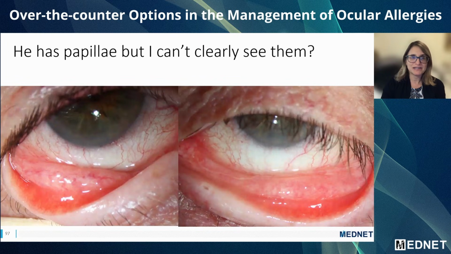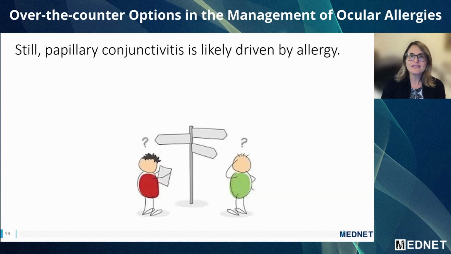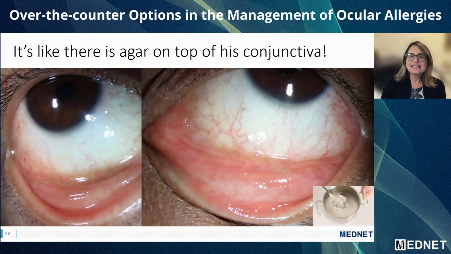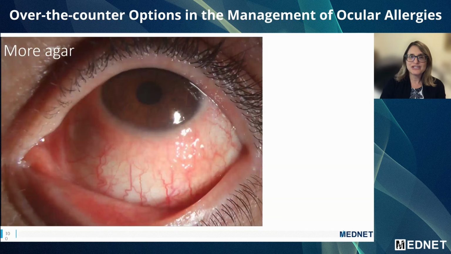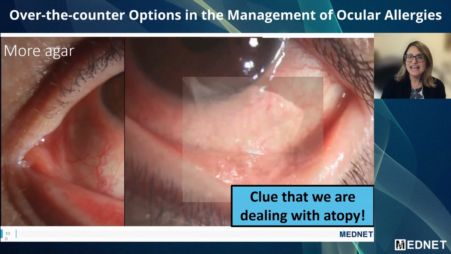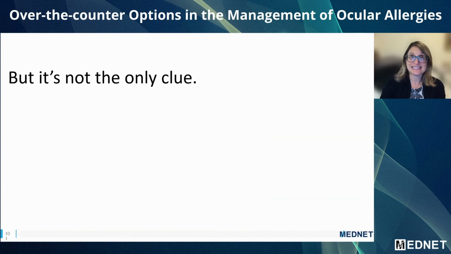This is an example of papillae, and you can clearly see them. So what's going on? What are we missing in this patient? Well, it's like there's agar on top of his conjunctiva, and sometimes you see the same picture on top of the bulbar conjunctiva. And here are all different examples of this. And this is a clue, along with some other clues that we'll talk about, that we're dealing with AKC.